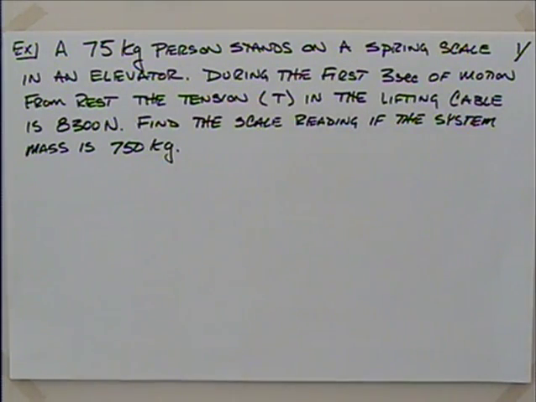Okay, so we'd left off with this fairly classic problem, the elevator problem. The elevator is accelerating up. We're told we have a 75 kilogram person standing on a spring scale, so that's going to be affected by the acceleration of the elevator. We're told during the first 3 seconds of motion from rest, the tension in the hoisting cable of the elevator is 8,300 newtons. And we'd like to find the scale reading of the 75 kilogram person standing on the scale if the system mass is 750 kilograms.